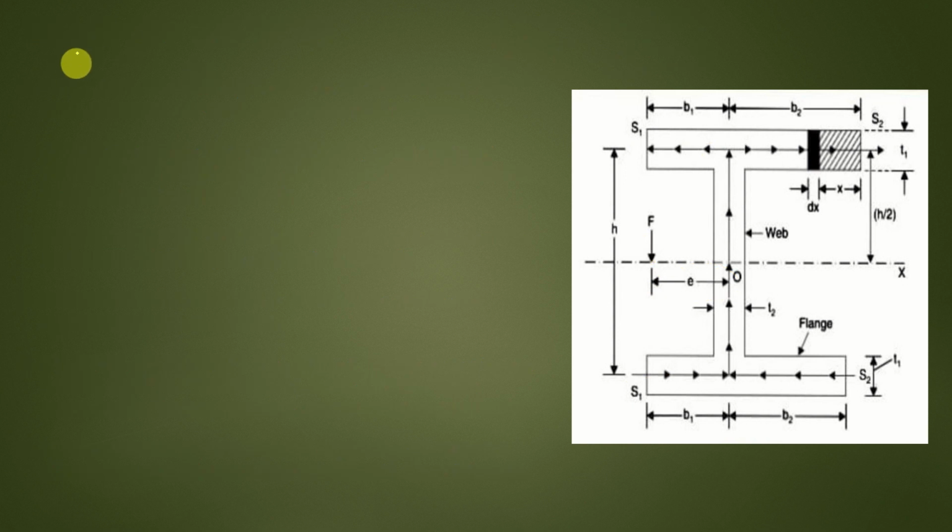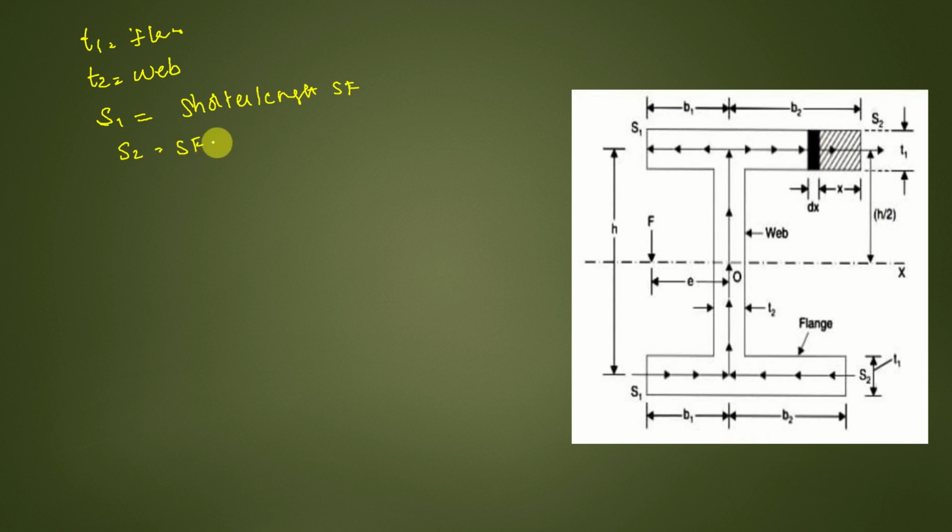So let me consider here. Let us take T1 as the thickness of the flange, and T2 as the thickness of the web. Here S1 is the shear force in the shorter length of the top flange, and S2 is the shear force in the longer length flange. This one, longer length. In order to identify them, I'm calling them shorter and longer. So you can put whatever notations you want. The only thing is you have to understand.